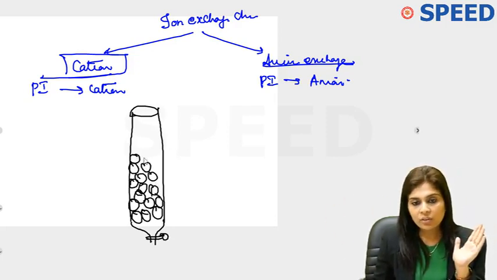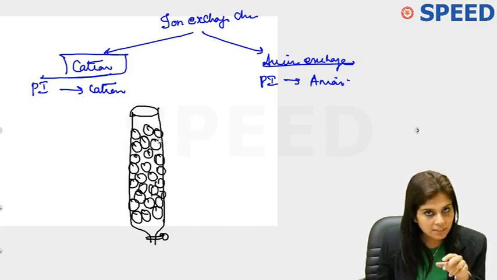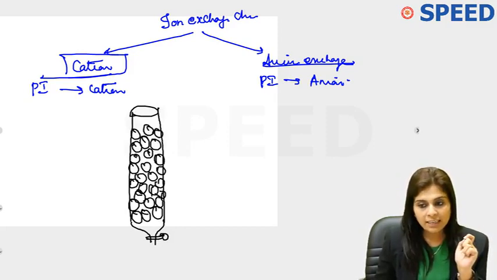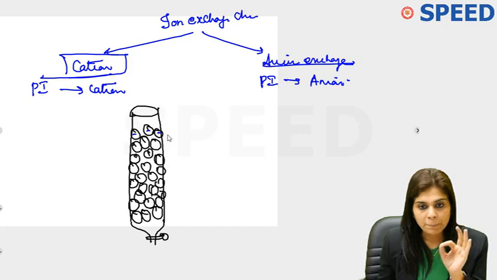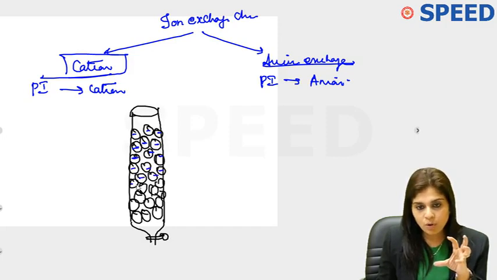So in cation exchange chromatography, as a stationary phase, you will use a column which is filled with synthetic polymer beads which are covalently attached to negatively charged groups. I am showing you the groups in blue color. So these beads are covalently attached to negatively charged groups like carboxyl group or sulfate group or phosphate group.